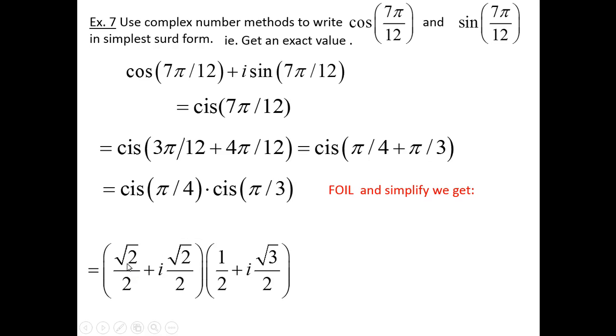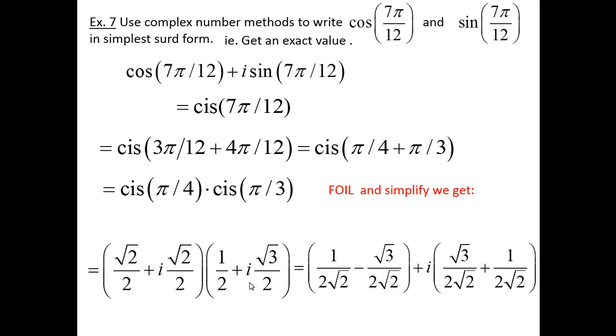Cis of pi over 4 becomes radical 2 over 2 plus radical 2 over 2 times i. Cis of pi over 3, that'd be cosine of pi over 3, which is 1/2, plus sine of pi over 3, root 3 over 2 times i. Multiplying all that out, we get this. And if you'll notice, I grouped the real terms and I grouped the imaginary terms.